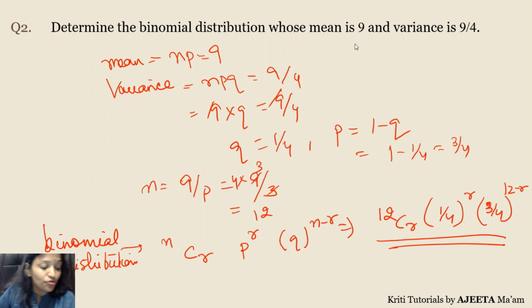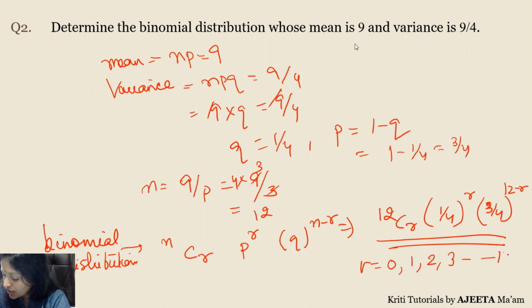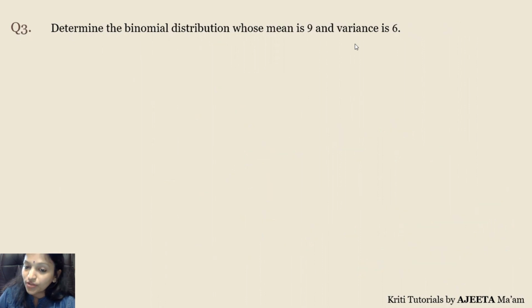So whenever they ask you to find the binomial distribution, you have to write this formula. And what will be your R? Your R will range from 0, 1, 2, 3 till 12. So in all, you will have 13 terms. Correct? 13 possibilities for the R. Correct? Now let's move on to the next.